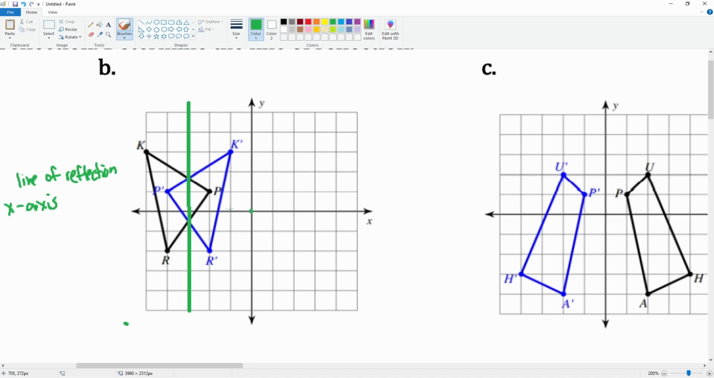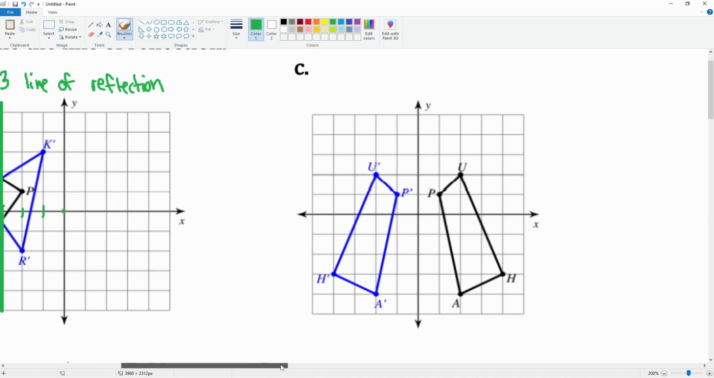This is 0, 1, 2, 3. So this is when x is equal to negative 3. Here, this is the line of reflection. All right, now let's take a look at C.